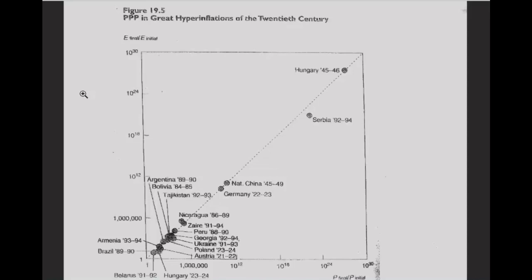The title of this figure is PPP in Great Hyperinflations of the 20th Century. And if you look at the numbers on the axes, these are some pretty crazy numbers. These are really big. We can conclude from this that, well, in extreme cases, PPP works. But these are extreme cases. Yeah. There's Peru in 1988 to 1990. Around the time I left. Not a coincidence. Anyway, so why don't we look at some less extreme cases?